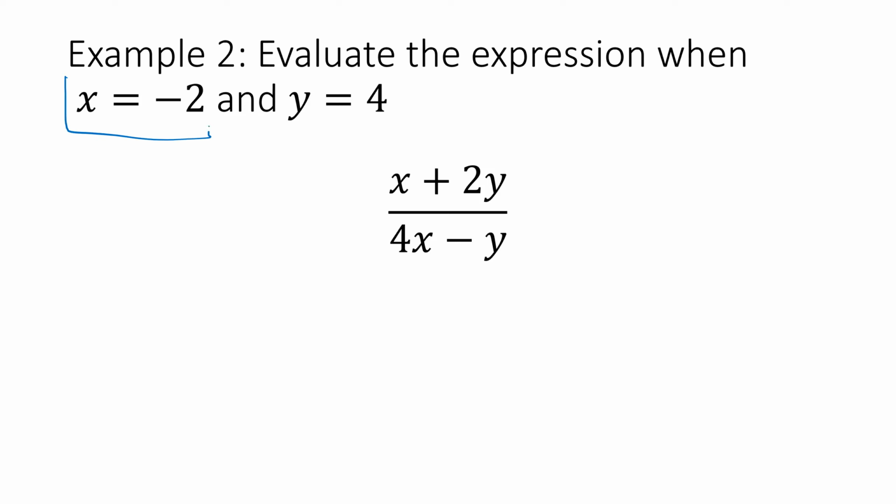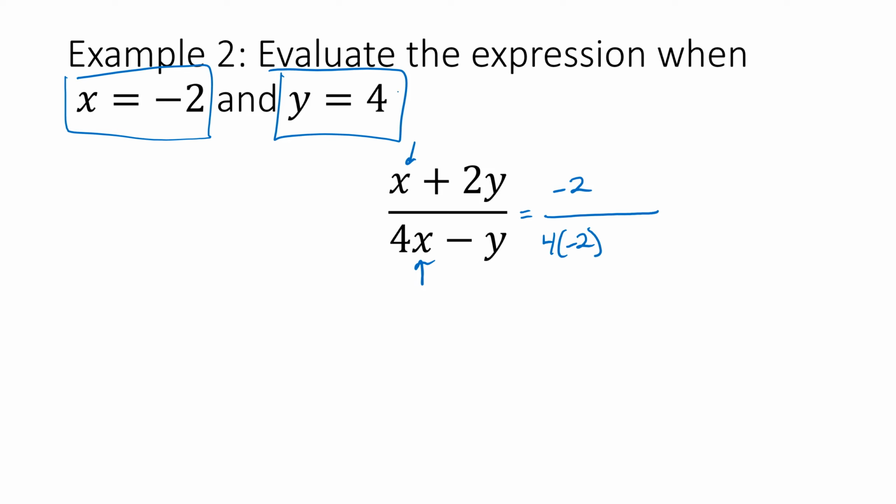Clearly here we need to be plugging in some variables. We know what these variables are. I'm going to plug in a -2 everywhere I see an x. So let's do that real quick. -2 on top and 4 times -2 on the bottom. And then I need to plug in a 4 everywhere I see the y. So finishing out the top, plus 2 times 4, bottom just -4.